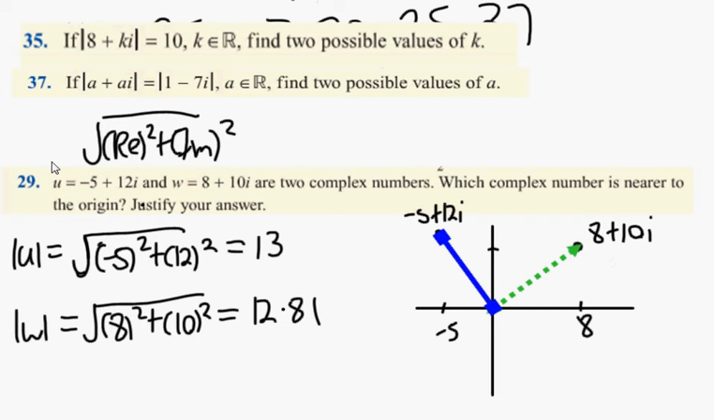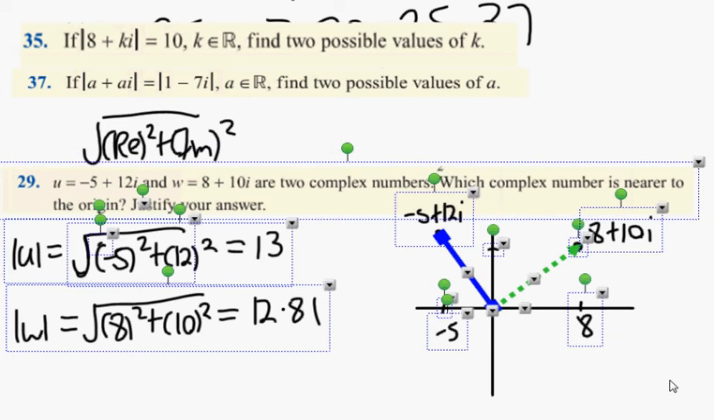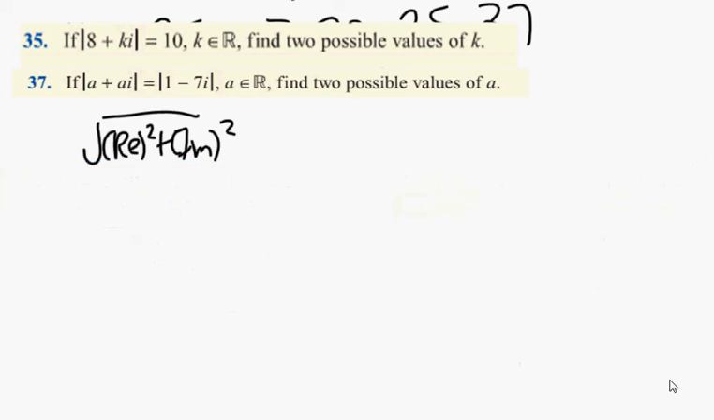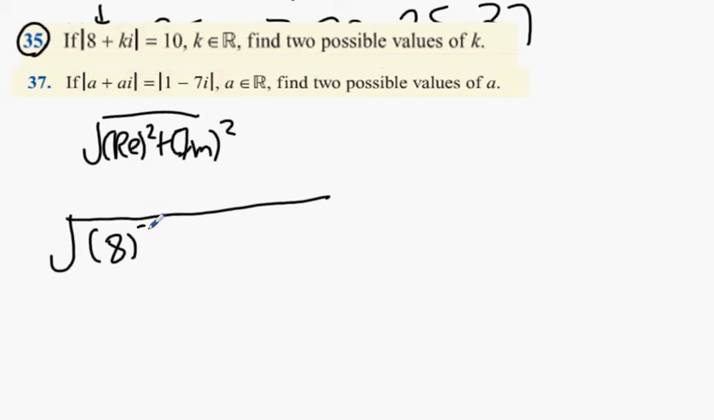Now that question 29 is dealt with, what we're looking at now is question 35. If the modulus of a plus ki is the same thing as 10, find two values for k. Now, you get 8 squared plus k squared equals 10. Now, I want everybody to pay very close attention to this, okay?